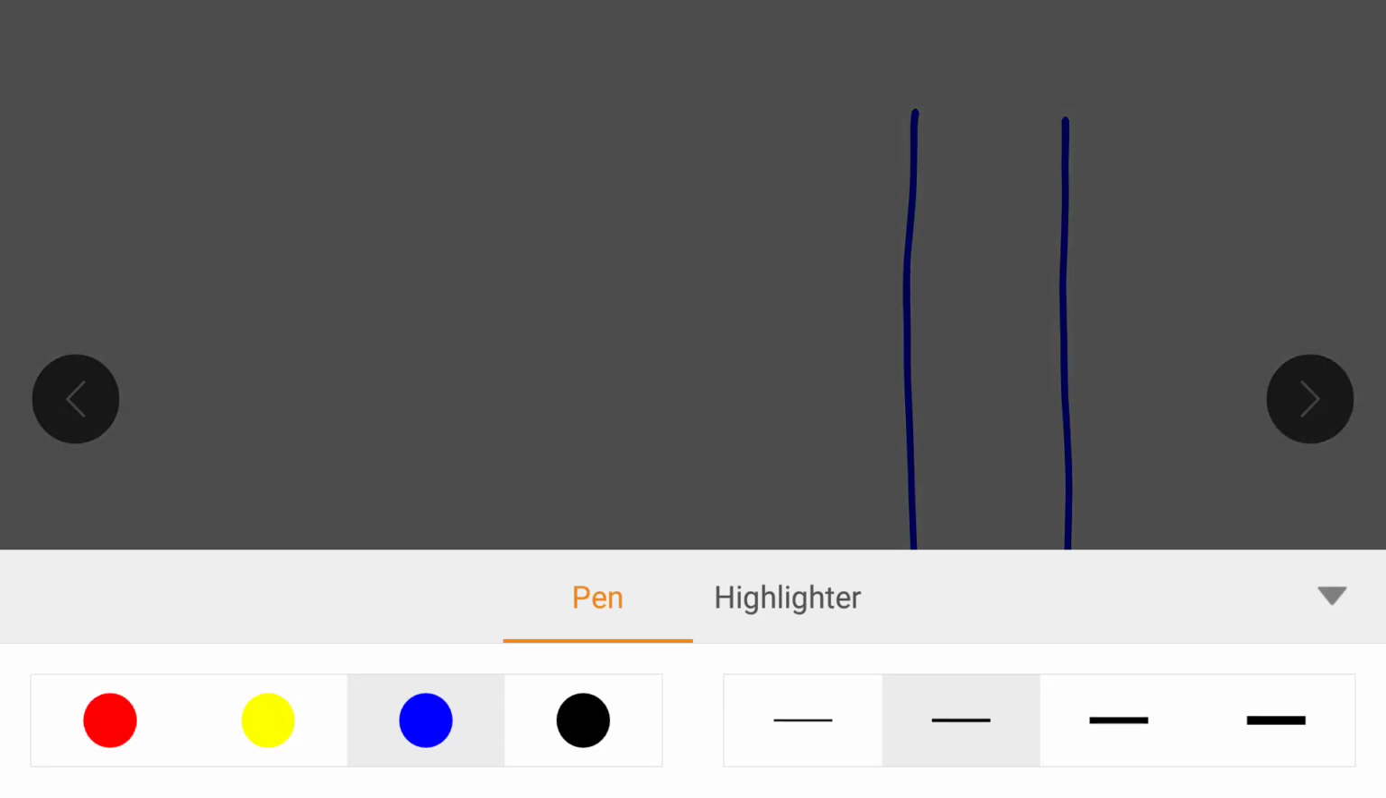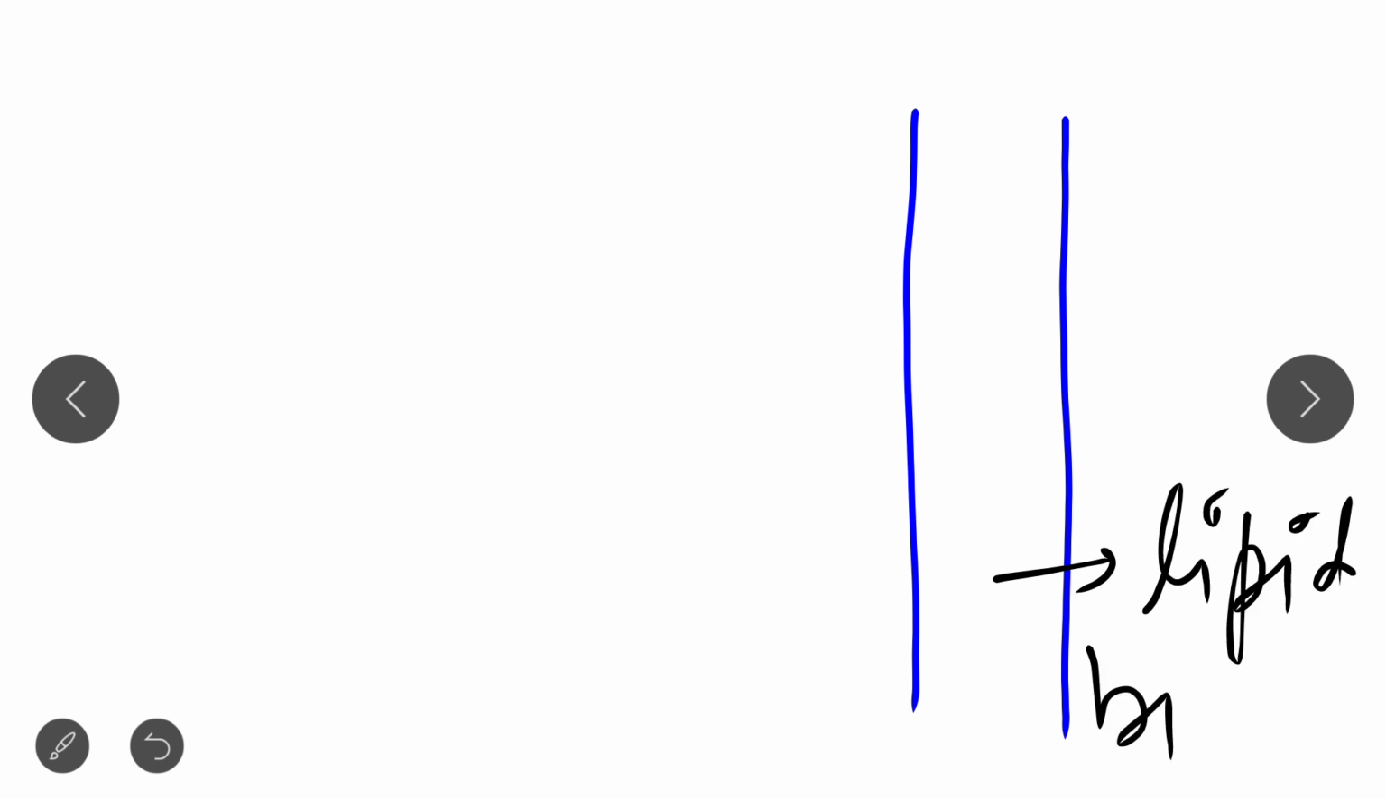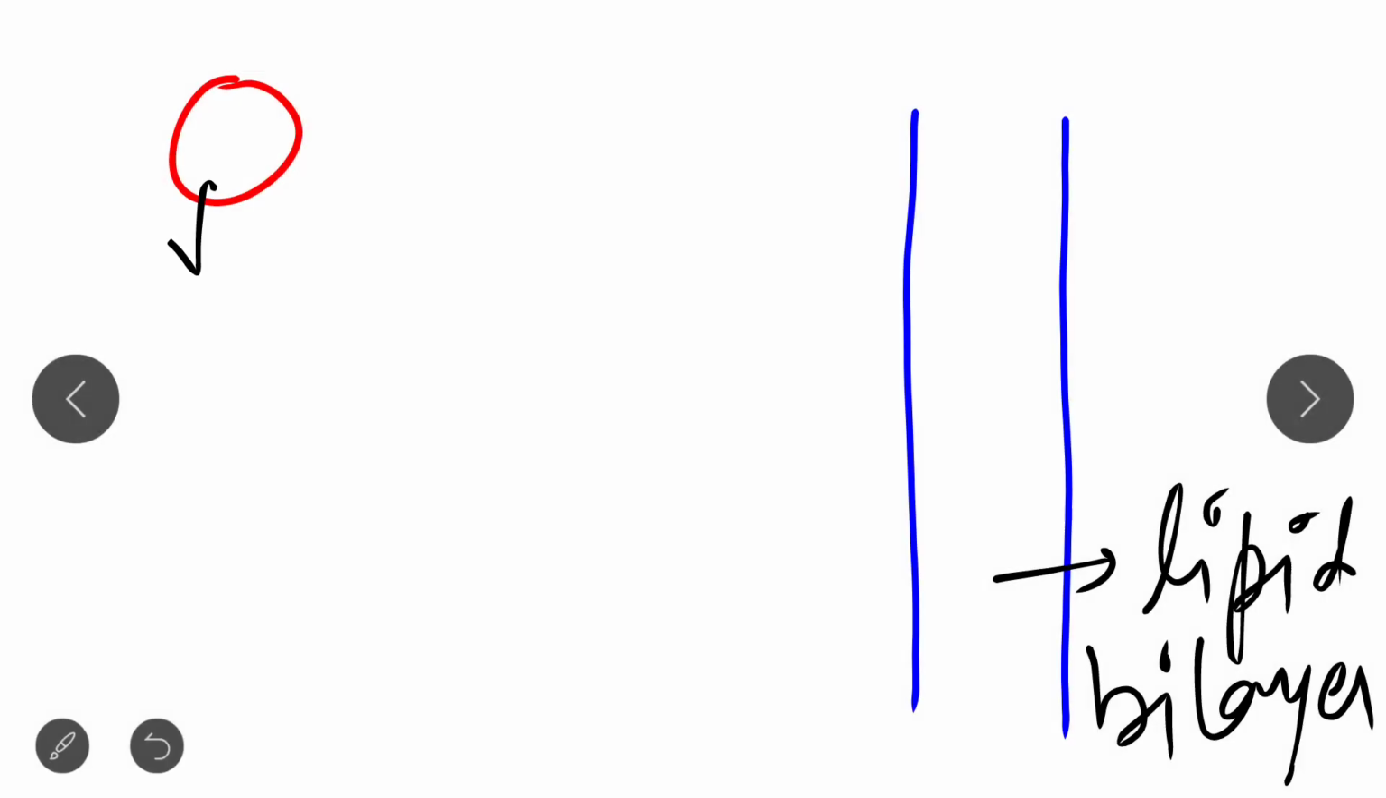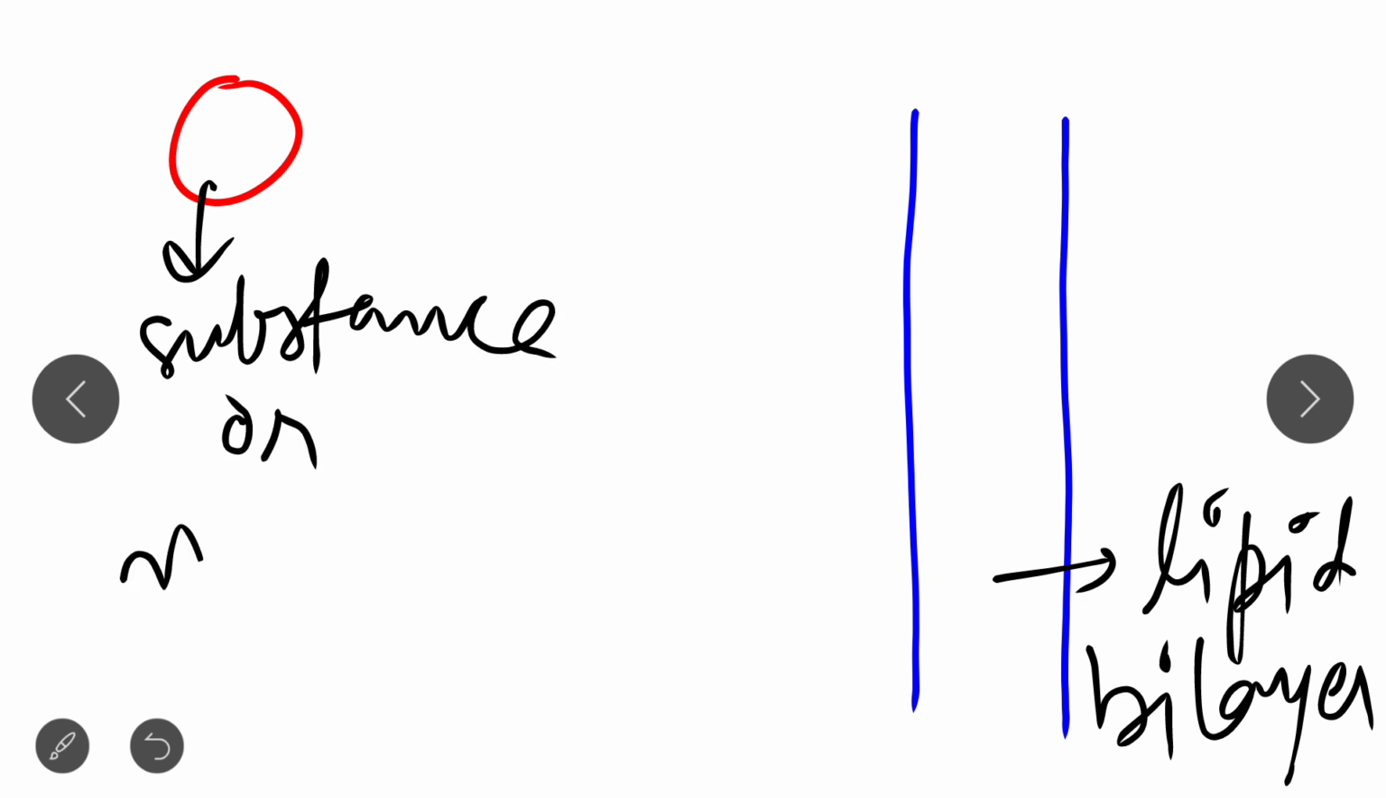See, suppose this is a lipid bilayer. Once again I draw this lipid bilayer. Clear. Now, this is the substance or molecule that needs to be transported across the lipid bilayer.